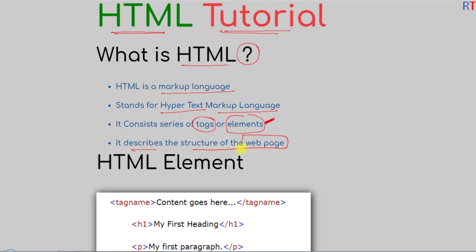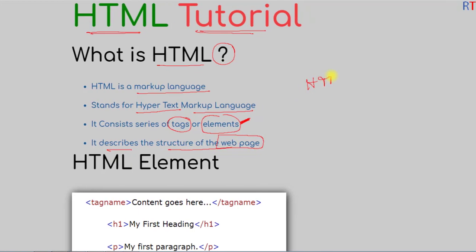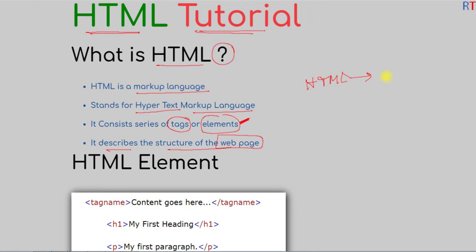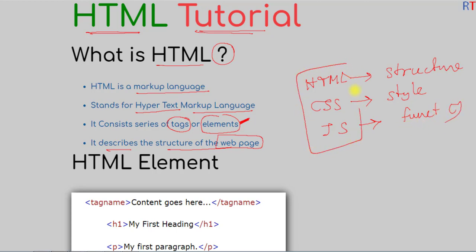of a web page. So HTML is all about the structure of the web page, whereas CSS is all about the style or the look of the web page, and JS or JavaScript is all about the functionality of the web page. So if we combine these three, then we can create a great web application.